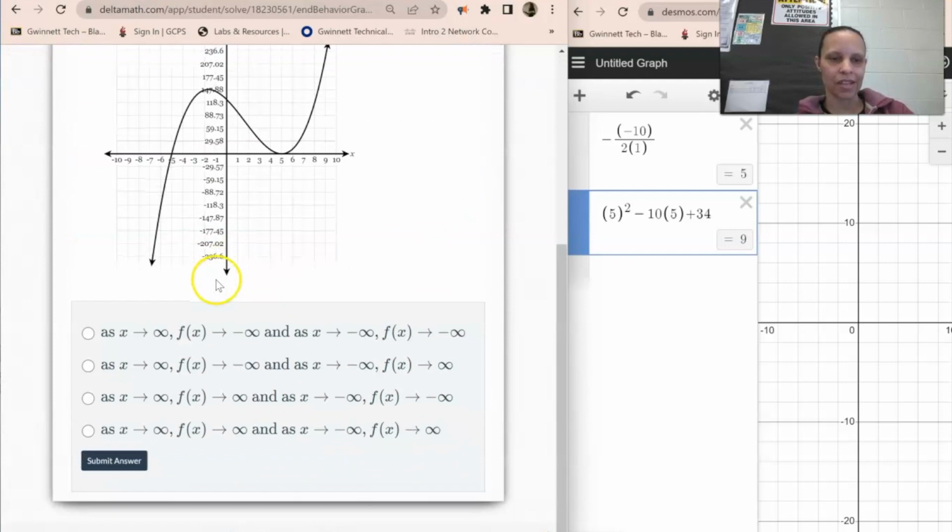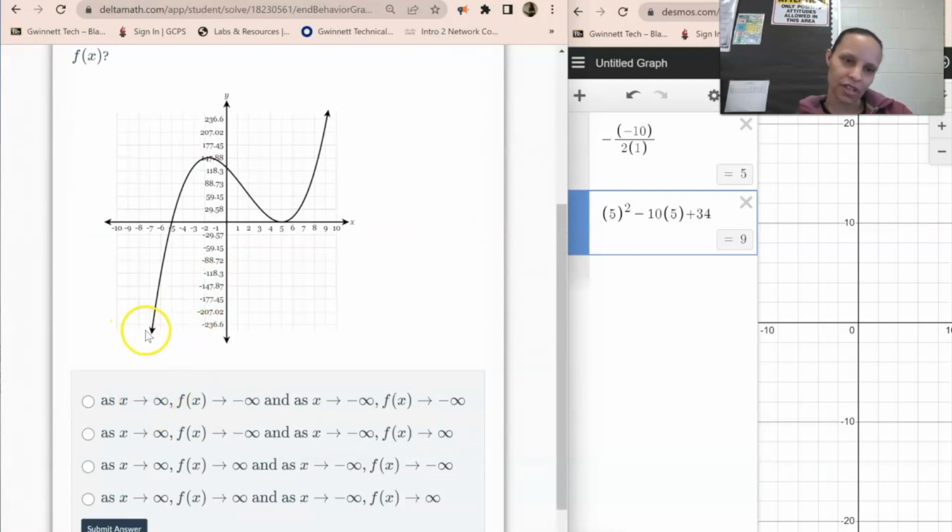All right, as x is going to the left, the left-hand side of the graph... oh, they started off on the right on this, so make sure you read it. As x goes to the right, what's happening at the end? It's going to positive infinity. So you look here, it's either this option or this option.